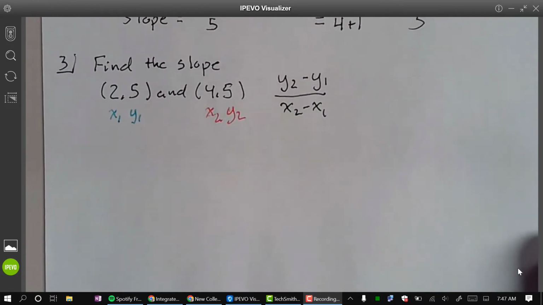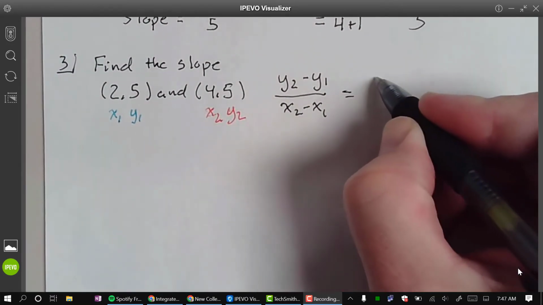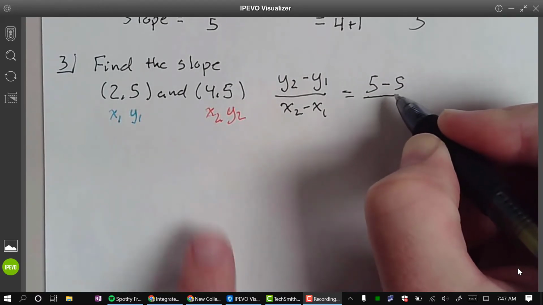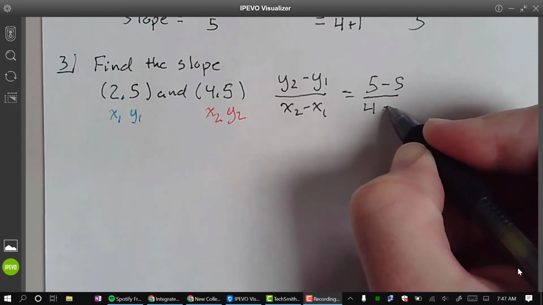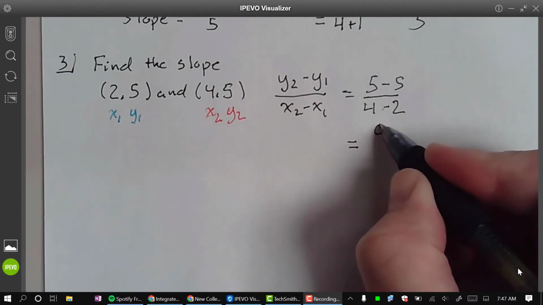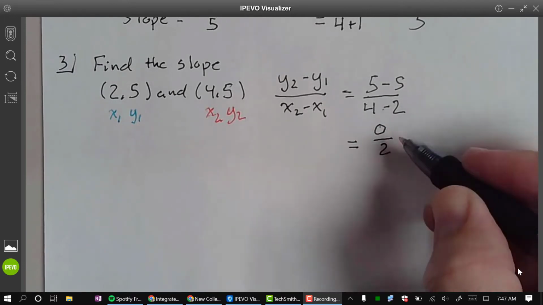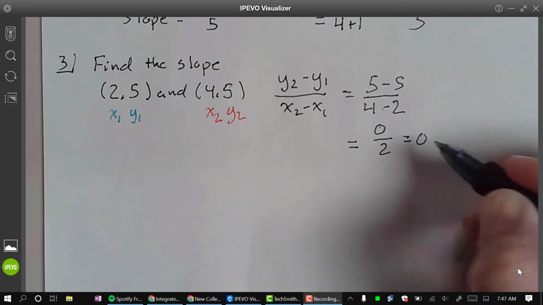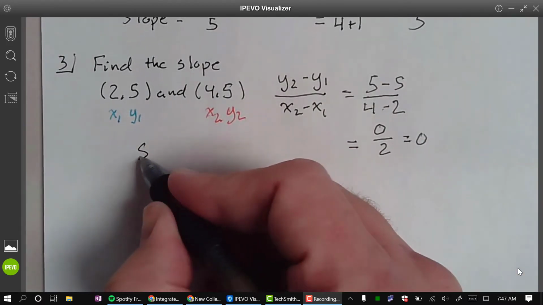Let's plug in the numbers that we have. So y2 is 5 minus 5 divided by 4 minus 2. 5 minus 5 is 0. 4 minus 2 is 2. And when we divide 0 by 2, we end up getting 0. So this has a slope of 0.